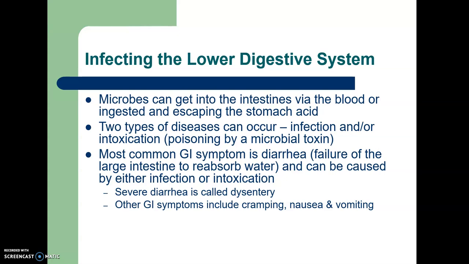And then other GI symptoms would be cramping, nausea, vomiting. Lots of these diseases will also cause vomiting, but diarrhea is the major symptom. And then if it's really, really bad to the point where it can actually cause death, that would be called dysentery.